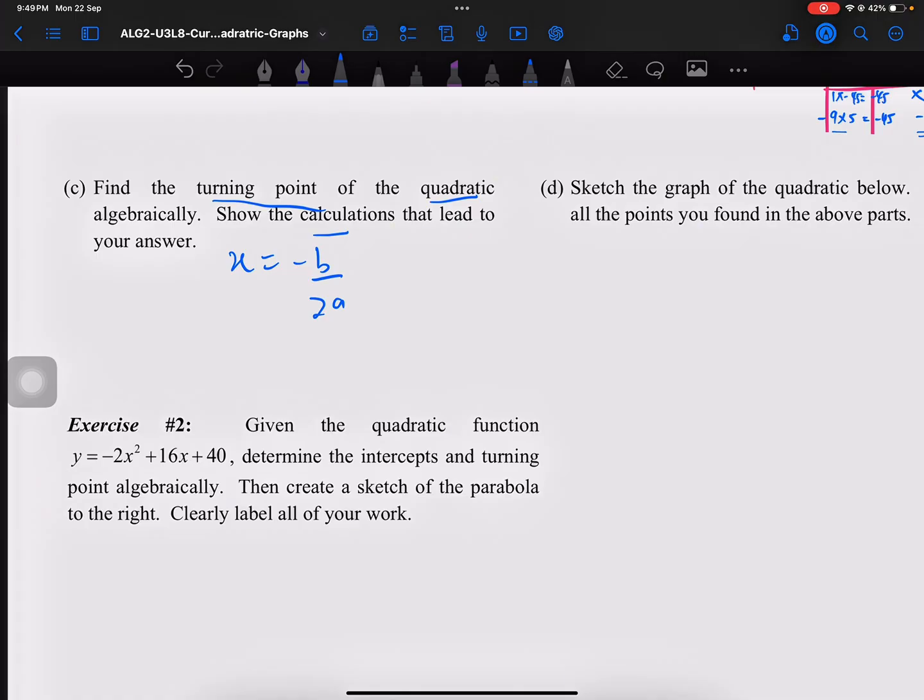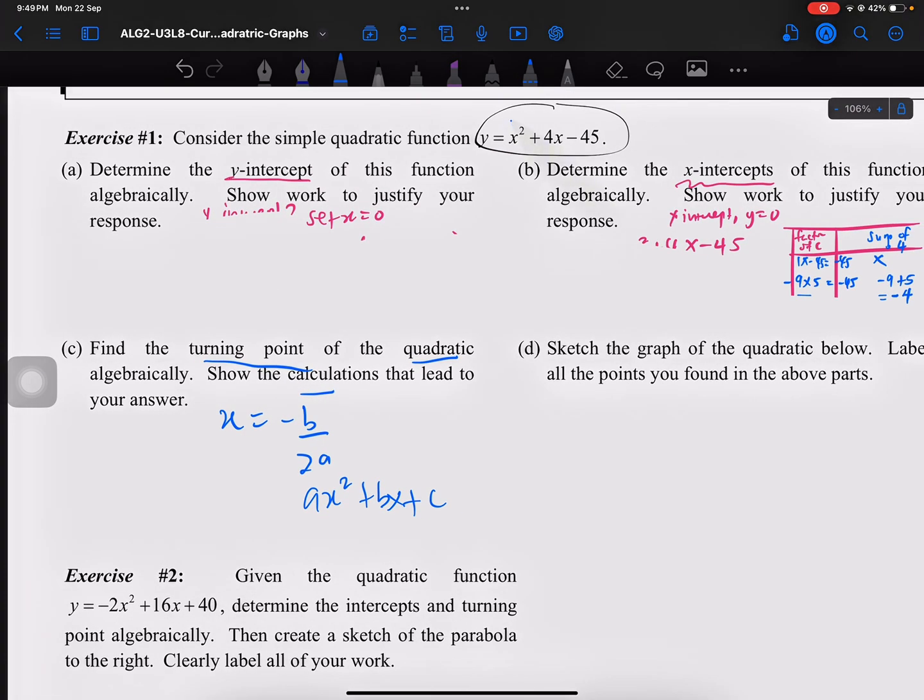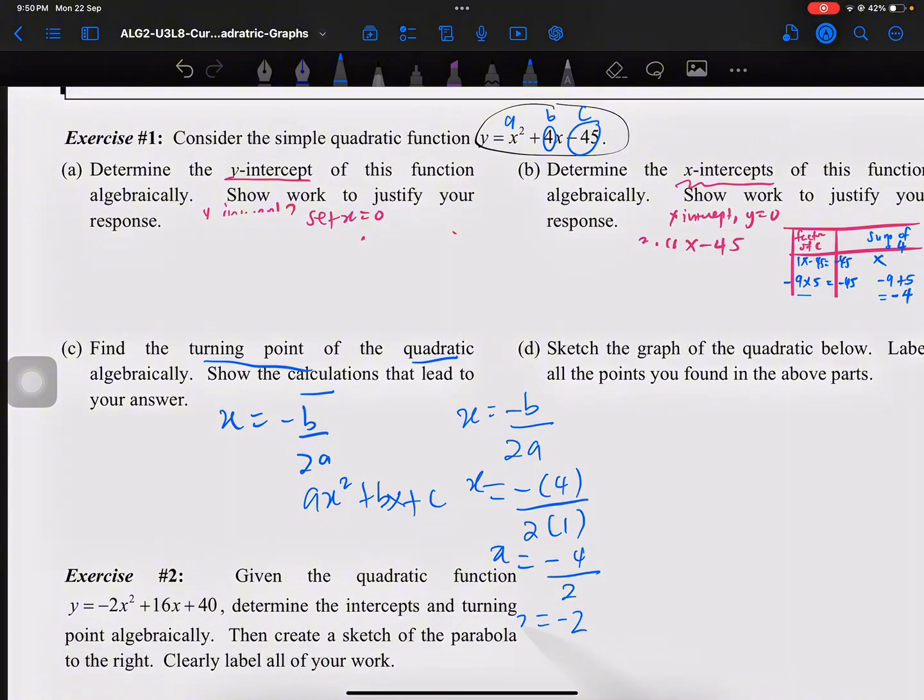To find the turning point, we need to use this formula. We have ax squared plus bx plus c. From this, a is 1, b is 4, and c is negative 45. So x is equal to negative b over 2a. My b is 4 and my a is 1. So x is minus 4 over 2, which is minus 2. My x is minus 2.